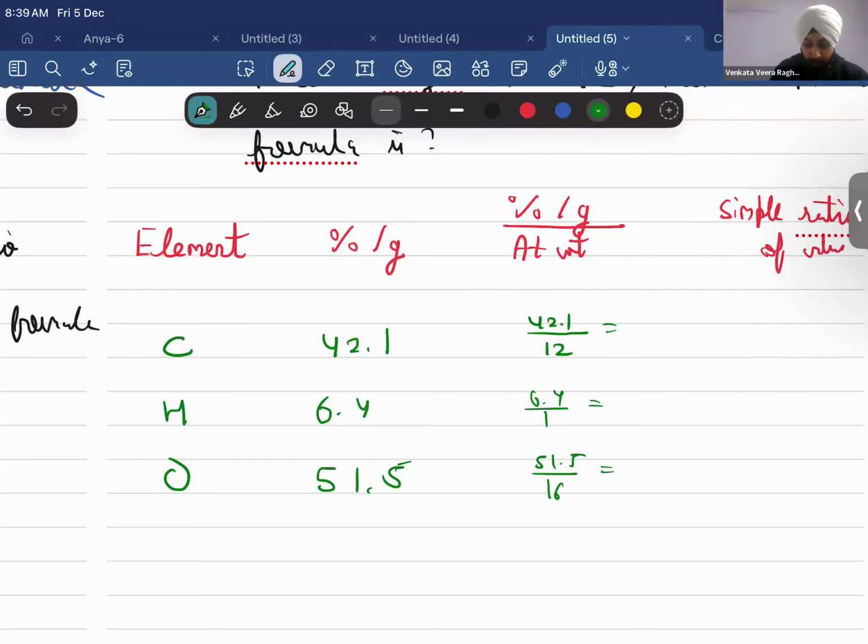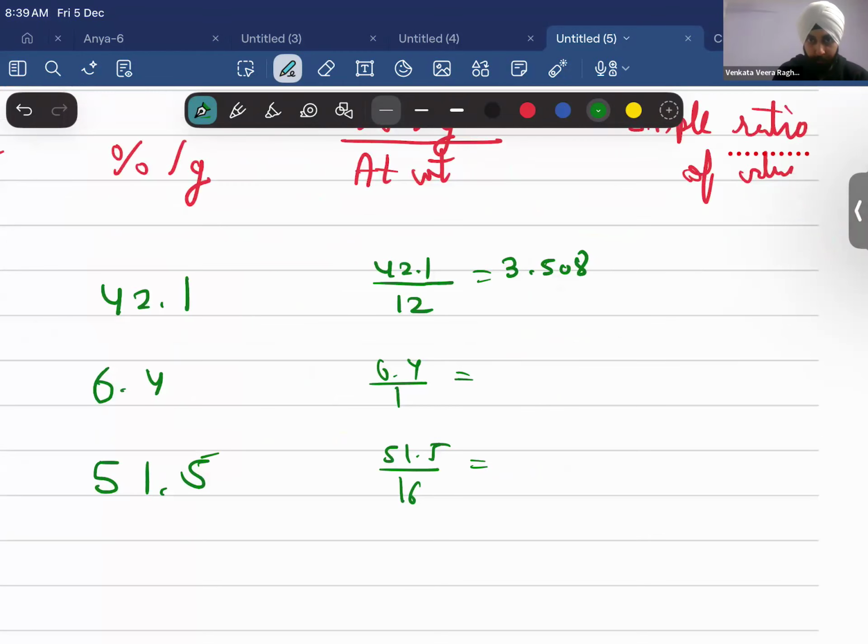Solve these values quickly. The first one is 3.508. At least up to 3 decimal places, report me the answer for now. The third one is 3.218. Okay, fine. Ram, are you getting the same values? Yes, sir. Cool then. Fine.